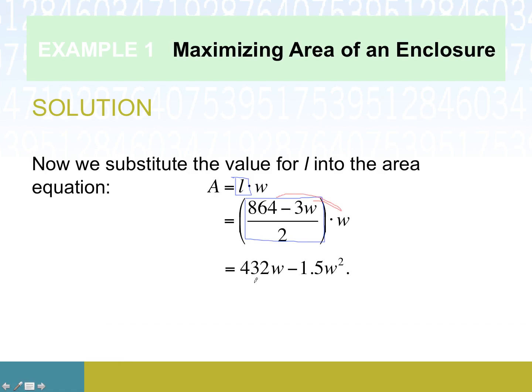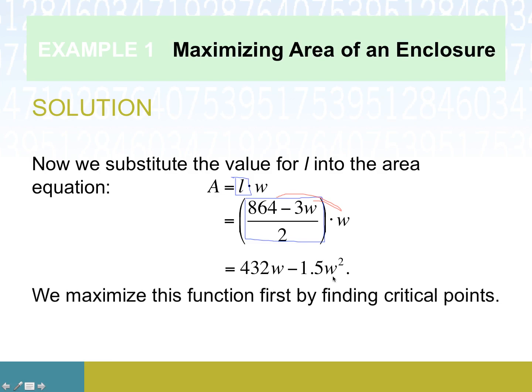864 over 2 is 432, and then that's times W. And then we have 3/2, which I've written as a decimal just because it felt like no fractions. And then that's W times W, so we're actually at W squared. This is a much more comfortable place to be, and it's the place that we were at most frequently in 3.4, where we were handed a formula to begin with, and it's our job to find max min.